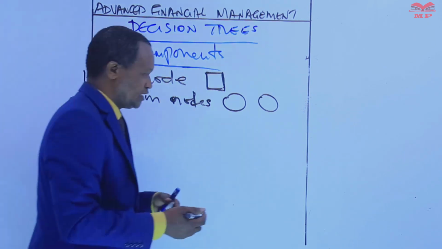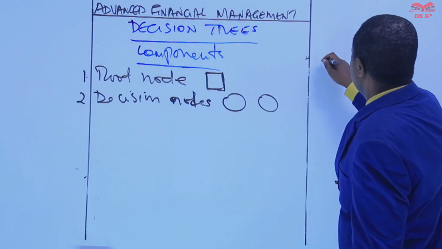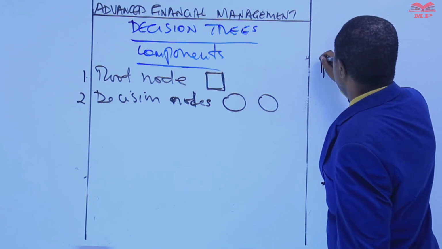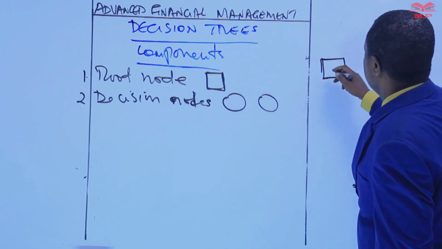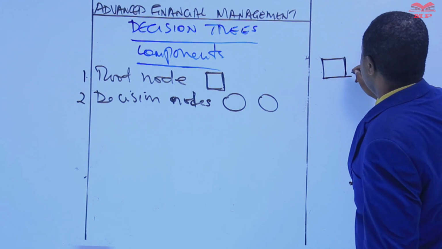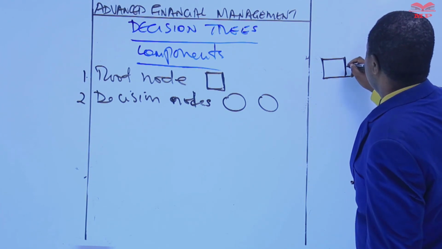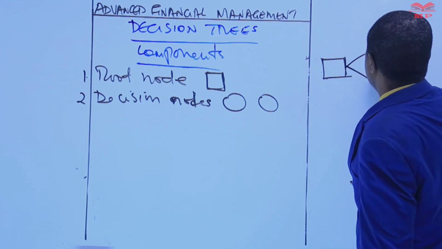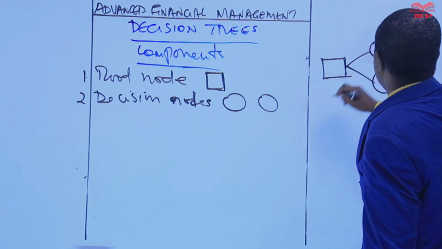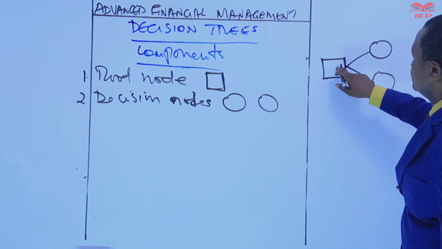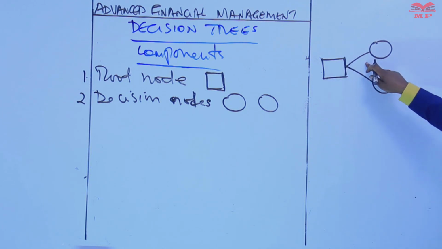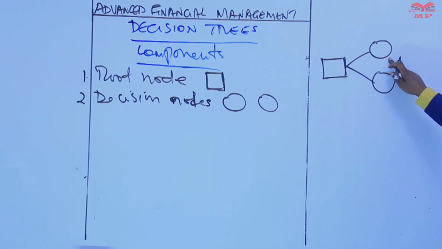So you may have something like this. The decision tree, you may have that being the starting point. So this is the root. Then from this root, we have the decision nodes. And I've said these are internal nodes where a decision or choice needs to be made based on certain criteria or conditions.